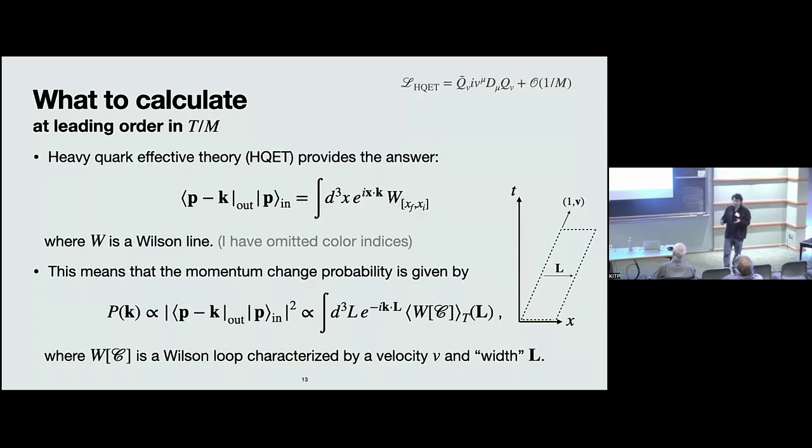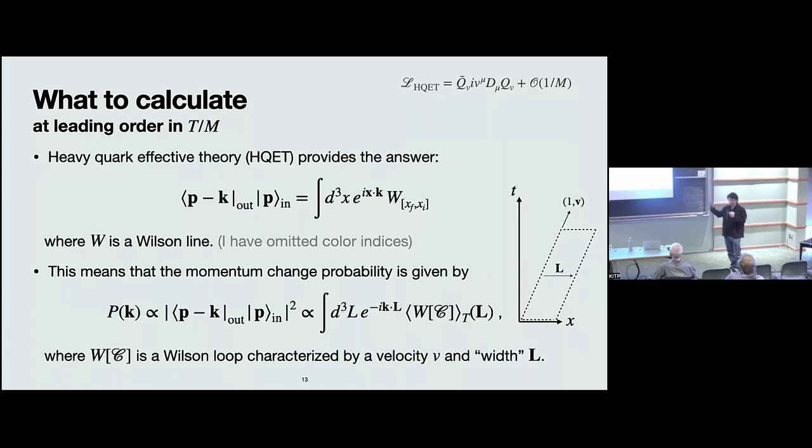And then if you want a probability, you do the same as in everyday quantum mechanics. You take the amplitude, you square it, and you get a probability density, which amounts in this context to essentially taking this Wilson line, multiplying it by its complex conjugate, tracing, and you get a Wilson loop out of this. This Wilson loop is characterized by a velocity and a transverse separation that's conjugate to the momentum transfer that the heavy quark receives.